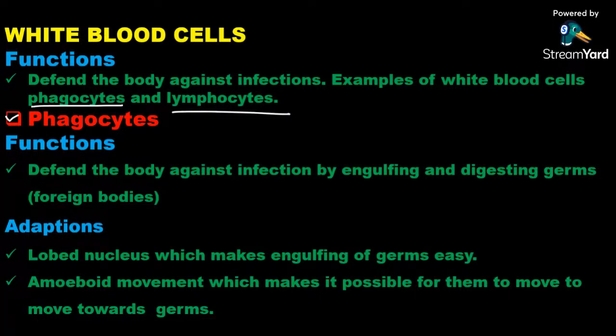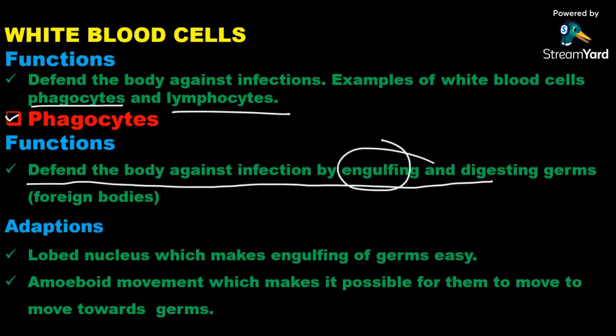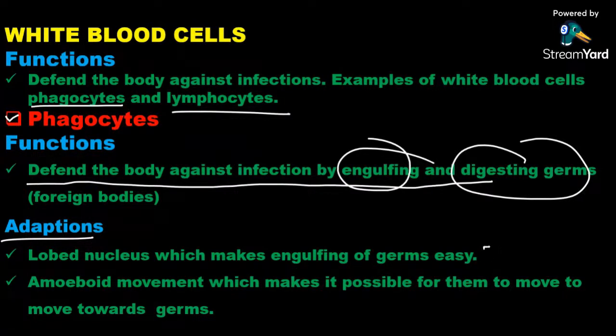So how does the phagocyte defend the body against infection? It defends the body against infection by engulfing and digesting germs, that is foreign bodies. What are the adaptations? They have a lobed nucleus, which makes engulfing of germs easy. We're going to see the parts soon.